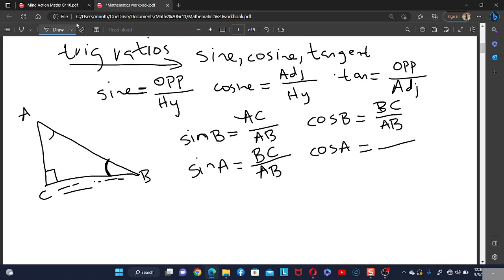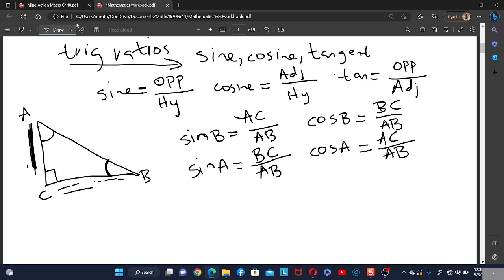And then cos A. For cos A, we are not talking about this one. In this case, obviously, the hypotenuse is always the same. And then we are talking about angle A. So this side AC is adjacent to angle A. So AC.